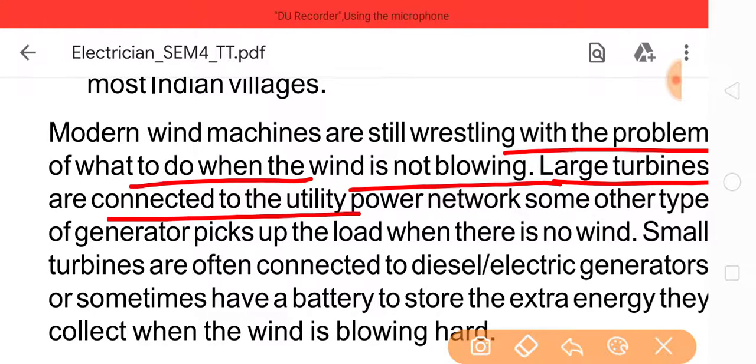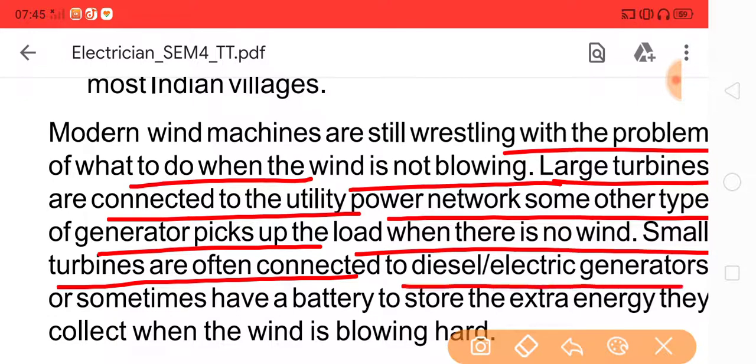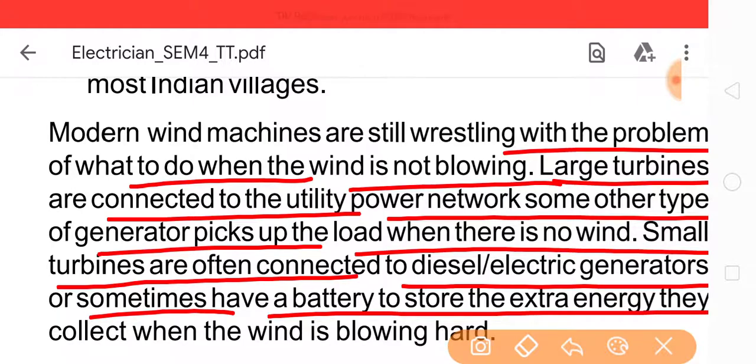Some other type of generator picks up the load when there is no wind. Small turbines are often connected to diesel electric generators. Sometimes they have a battery to store the extra energy they collect when the wind is blowing hard.